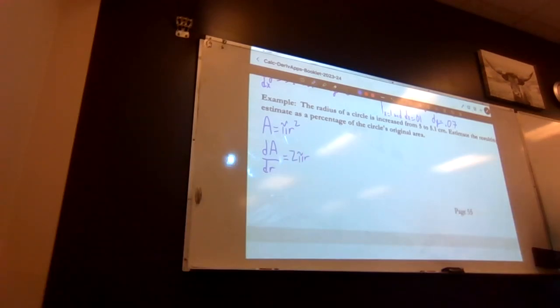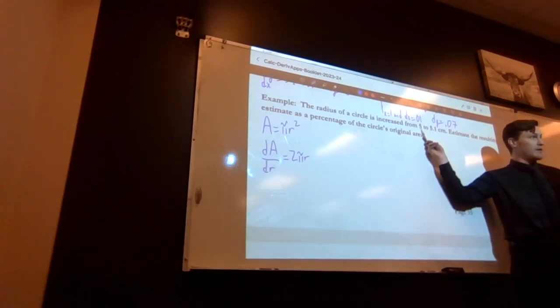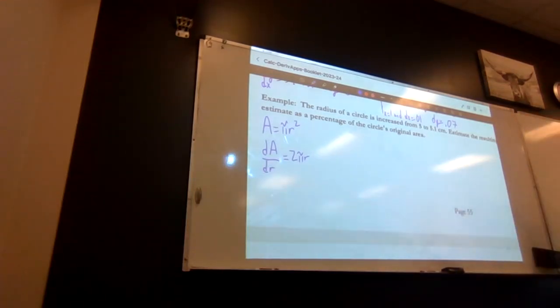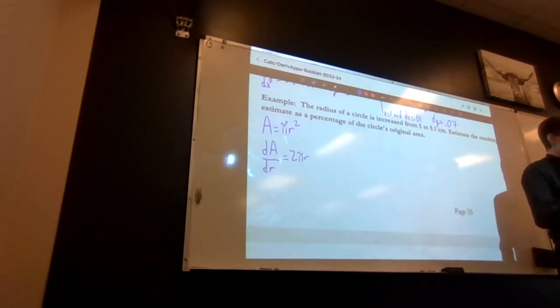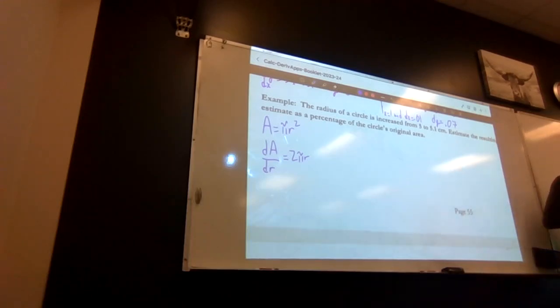And it wants us to find out how much the radius of the circle changed. The radius of the circle increased from 5 to 5.1. So therefore, how much incrementally did I increase by? 0.1. So therefore, I know that my dr is going to equal 0.1.